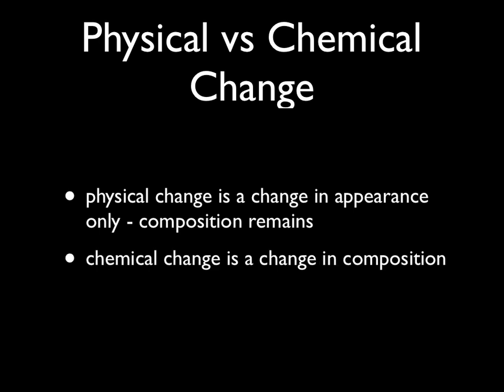Versus now a chemical change. A chemical change would be a change in composition. An example of a chemical change would be burning methane. So when we used the Bunsen burners in class, the CH4 reacted with oxygen to form carbon dioxide and water. And that would be an example of a chemical change.